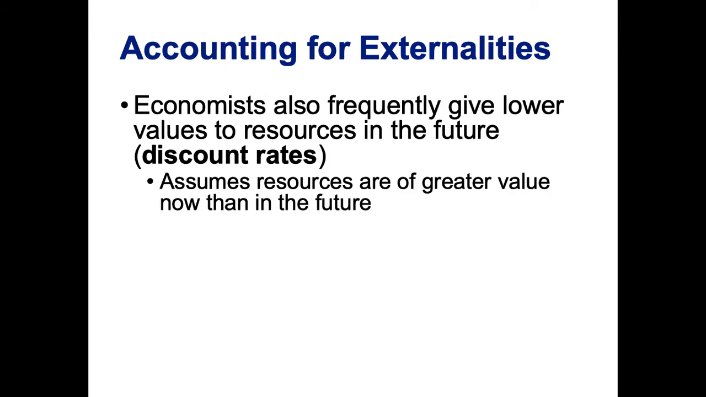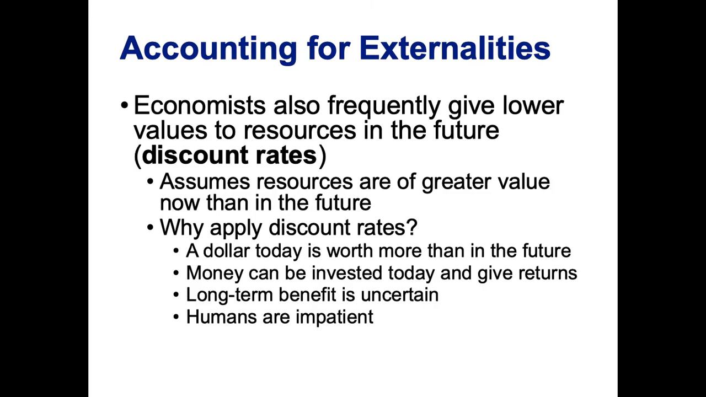When we do cost-benefit analyses, we often have to estimate the value of resources in the future, and that's really difficult. And usually economists will give a lower value to resources in the future than they do for resources in the present. Can you think of why they might do that? So there's a couple of reasons. One, people always prefer to have money now rather than later. Two, you could take that money now and invest it and potentially have greater returns in the future than if you waited to get the money in the future. You're missing out on that interest that you could have been getting. So it basically assumes that resources have greater value now than they will in the future.